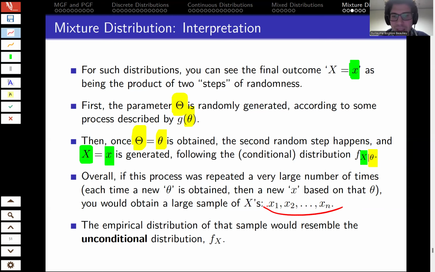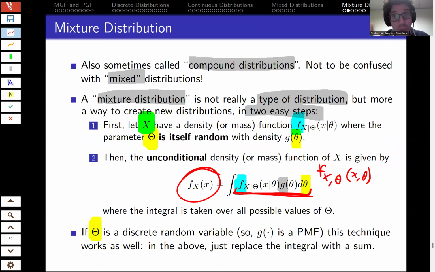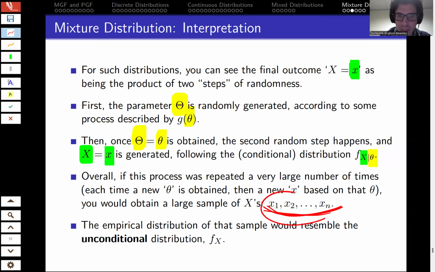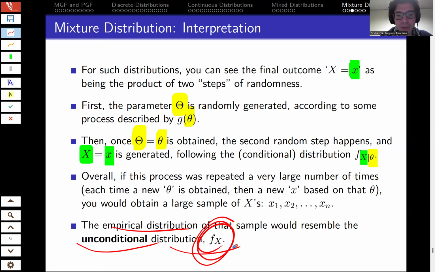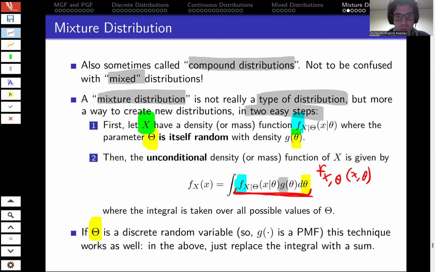Now, those x's, their theoretical distribution is the unconditional distribution fx. So imagine you've done this a large number of times and now you have all those data points. The empirical distribution of those data points would resemble the unconditional distribution fx, where fx is, of course, a theoretical distribution. It is an expression, a function of x.